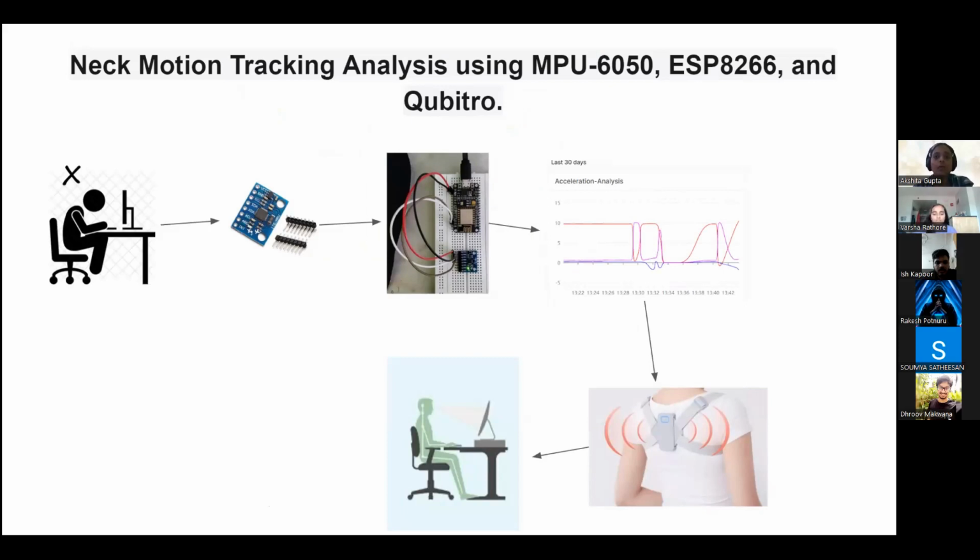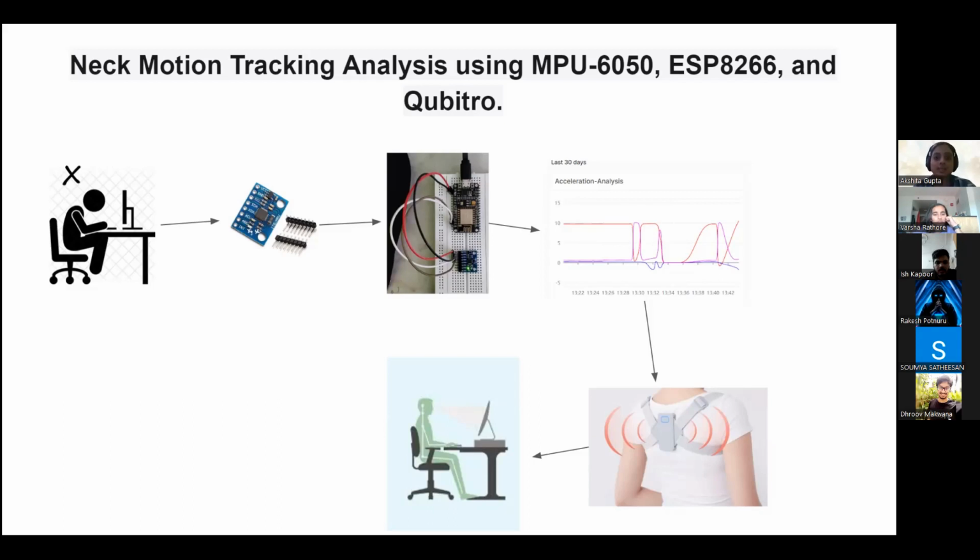So I thought, why not create a very basic neck motion tracking device and do the analysis in the Qubitro portal. To receive this neck motion data, I used a very ideal sensor known as the MPU6050. The MPU6050 is a 3-axis gyro and 3-axis accelerometer sensor, so it gives you the motion data, and that's why I used it in this project.